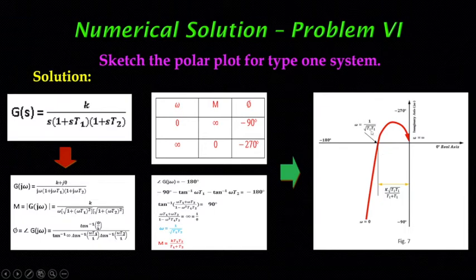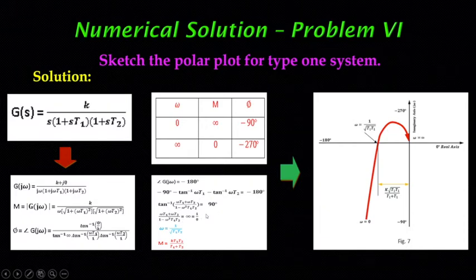Then find this crossing point. At that point, angle is minus 180 degree. Then this is phase angle equation, minus 90 minus tan inverse omega T1 minus tan inverse omega T2. This is equal to minus 180. So taking tan inverse, formula of (a plus b) divided by (1 minus a into b). So this is equal to 90 degree. If these 90 and 180 are minus, then this result is 90 degree.